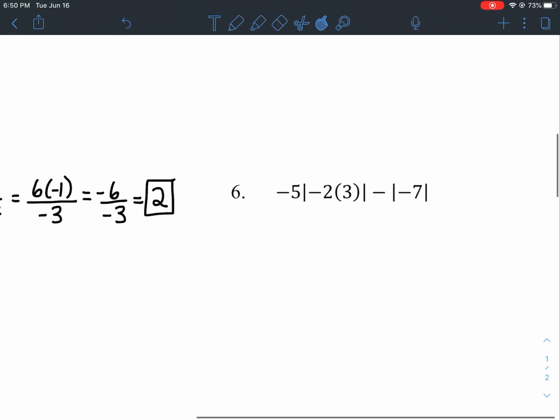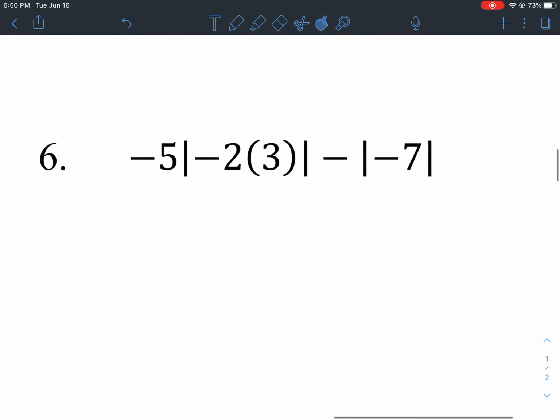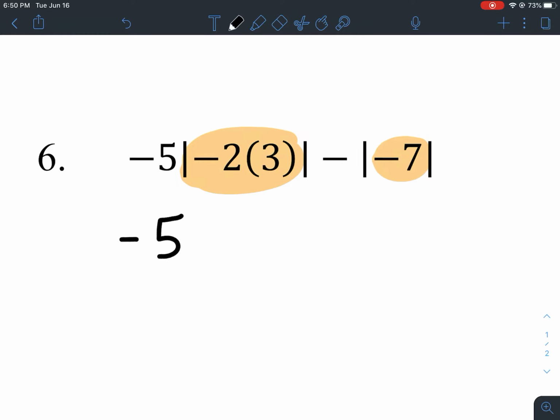Okay, last problem here. Again, we see that we have absolute value bars. So the first thing we're going to do is we're going to look at those like they're parentheses. We're going to evaluate this and this first. So inside the first absolute value bars, we have negative 2 times 3. Negative 2 times 3 is negative 6. And then inside the other absolute value bars, we have the absolute value of negative 7.